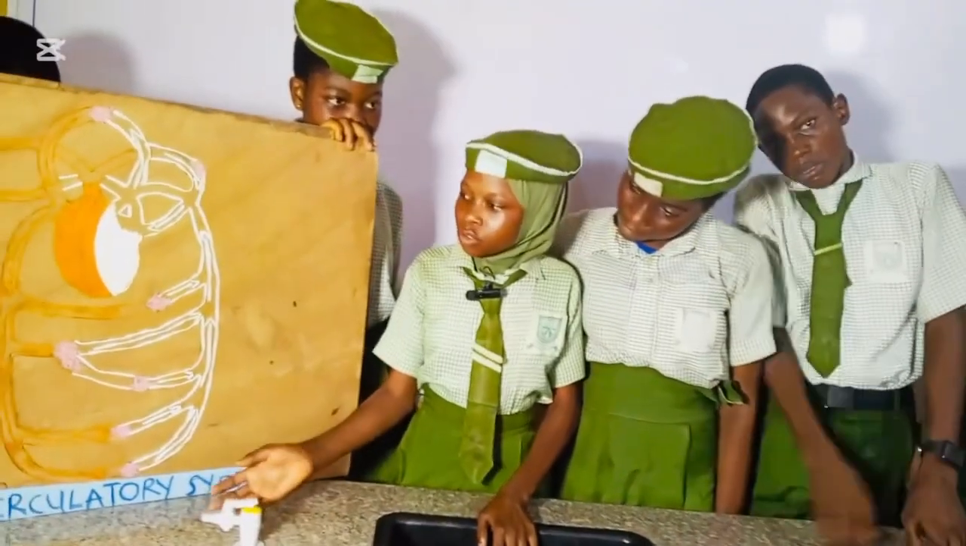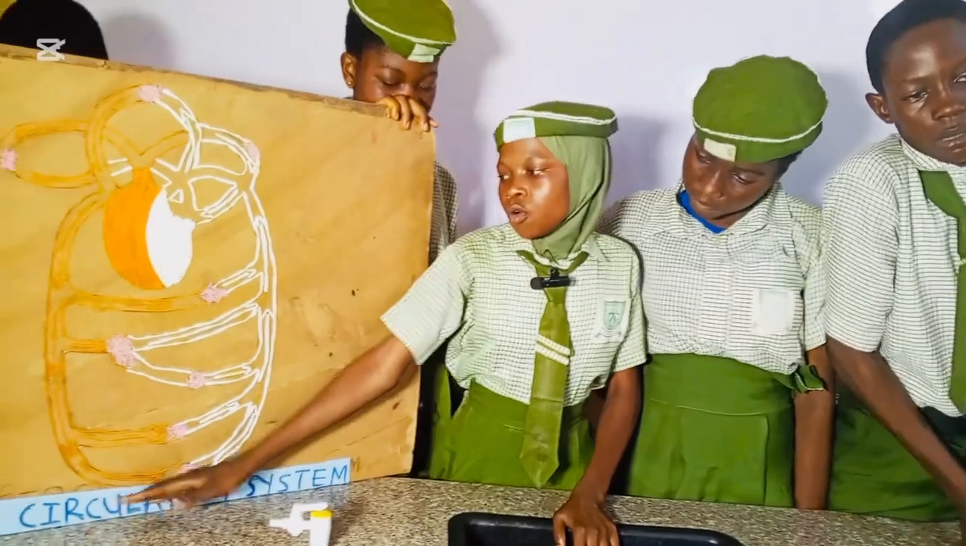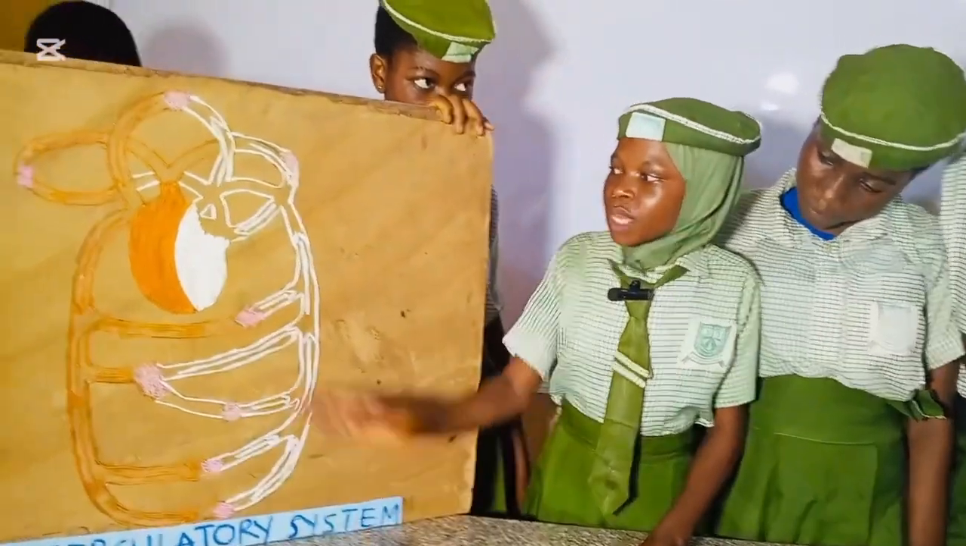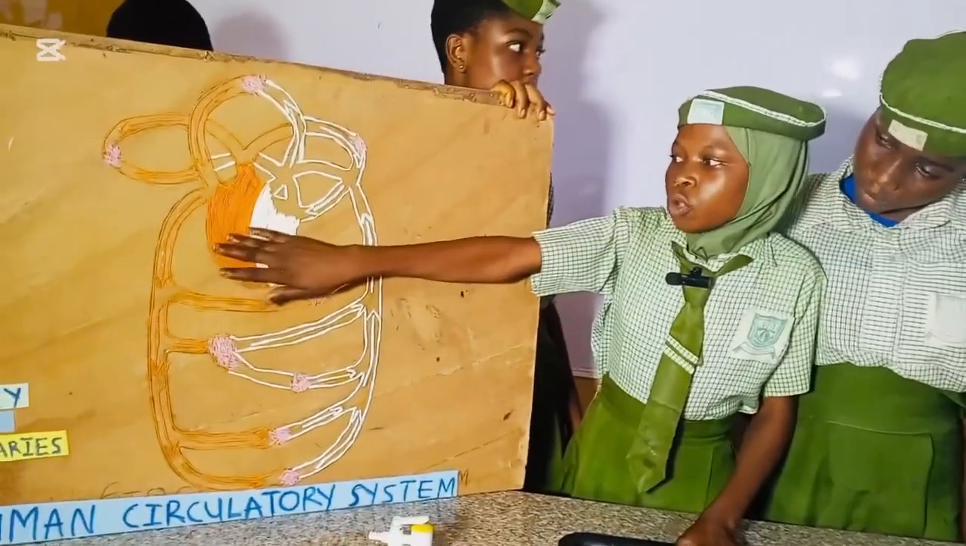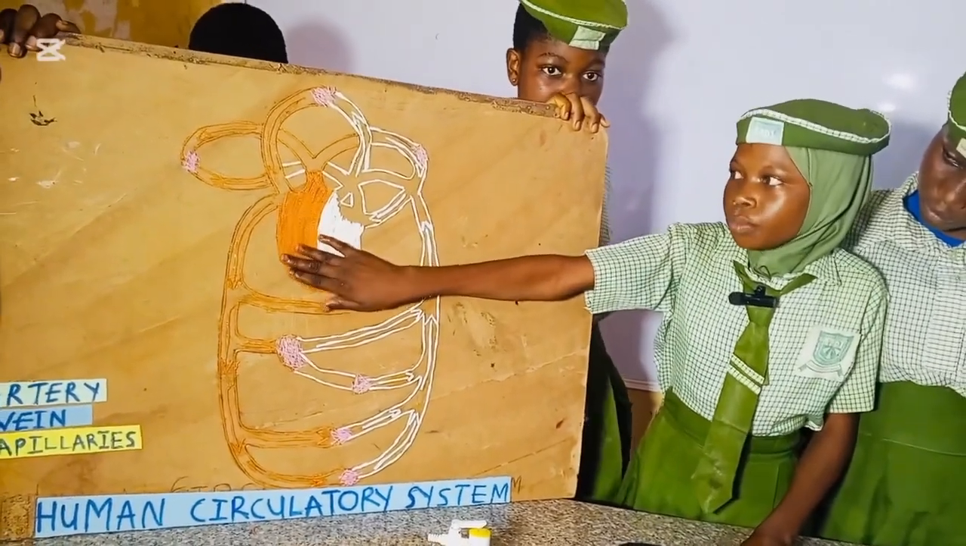Good day, class. My name is Usman Farida. I'm here to present the human circulatory system. This is the heart. The heart is a muscular organ that pumps blood throughout the body.